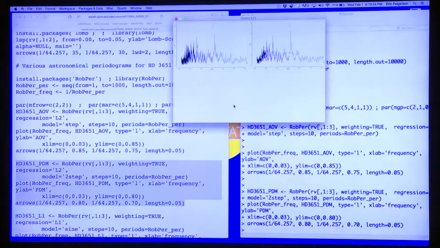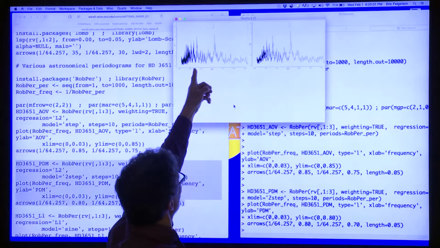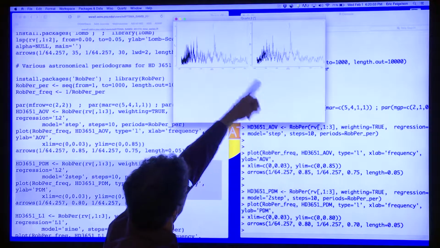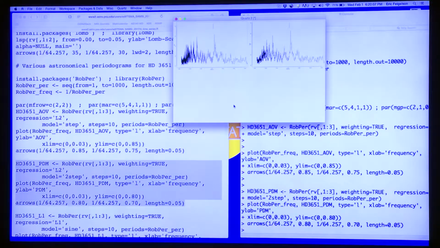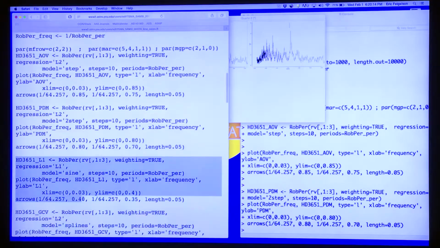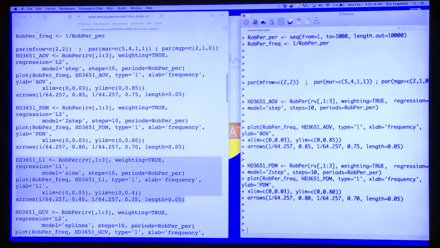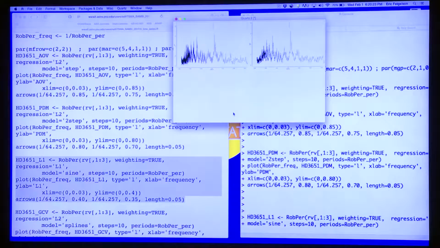It's calculating 10,000 of them. And there we go. There's the PDM. It came up over here. And it actually is quite similar to the AOV. It's not identical, but it's pretty similar. And that one has a couple thousand citations in the astronomy literature. Since 1977, it was written down by an astronomer named Stellingwerf, who's not known for anything else that I know of, except this one methodology paper of great utility.